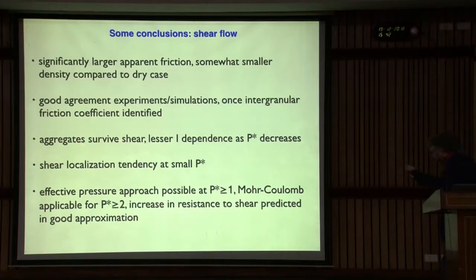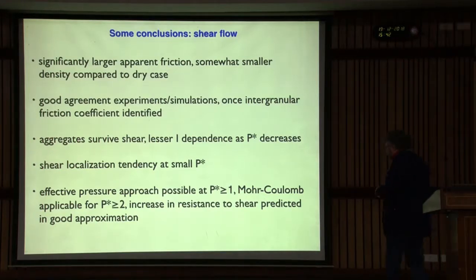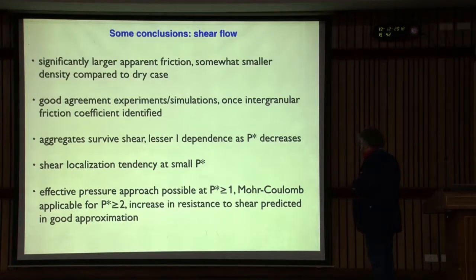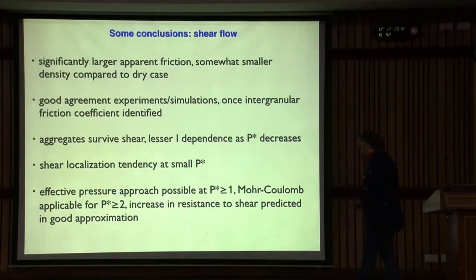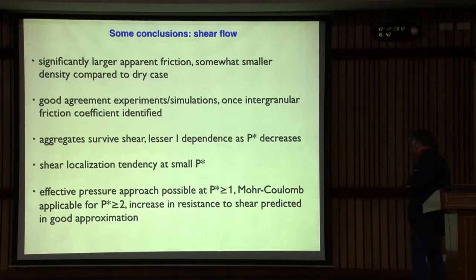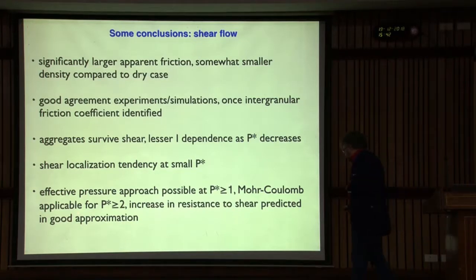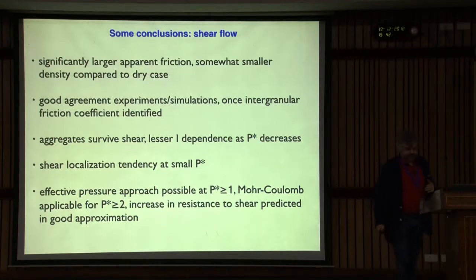We see that aggregates of grains joined by liquid bridges survive shear, hence a lesser I dependence as P star decreases, shear localization for small P star, and this simple traditional effective pressure approach possible for not too small P star, and allows us to understand this internal friction enhancement. Mohr-Coulomb condition, yield criterion applicable for not too small P star too, and these are all my conclusions.